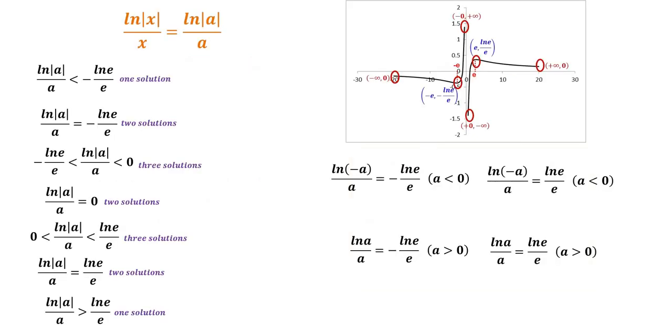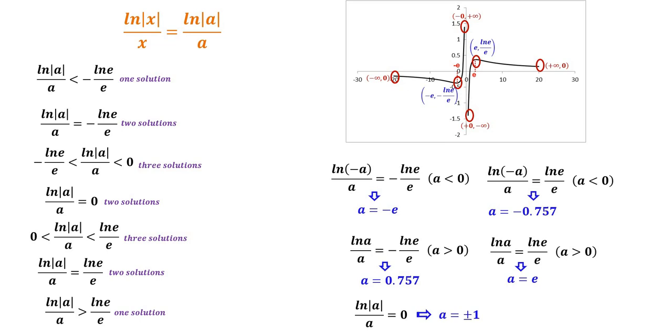With this, we know that this equation has solution of A is equal to negative E when A is negative. This equation has solution of negative 0.757 when A is negative. This equation has solution 0.757 when A is positive. And this equation has solution A is equal to E when A is positive. Also, there is one more cutoff value: ln absolute A over A is equal to 0. So A is going to be positive and negative 1. So this is the solution of this equation.